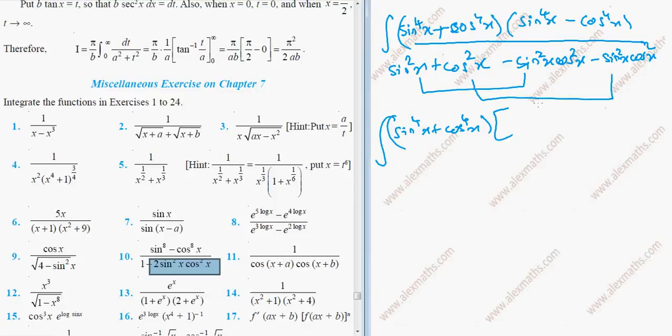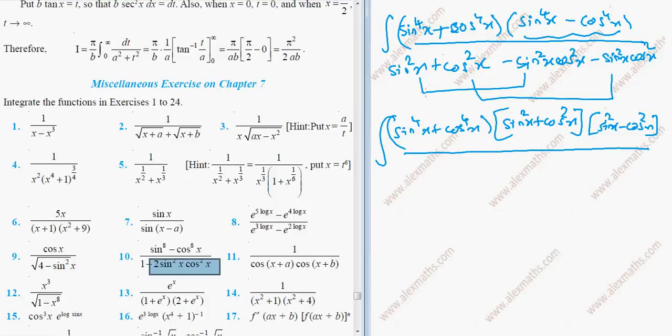Then this I am going to further factorize using the same method, that is sin square x plus cos square x. Then this will become sin square x minus cos square x. Here if I take these two, group it, sin square x if I take common, the remaining will become 1 minus cos square x. In the same way, if I take cos square x common from the first and last term, I will get 1 minus sin square x.